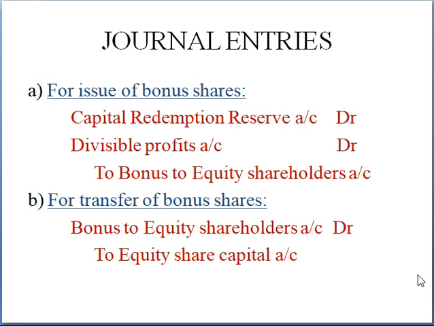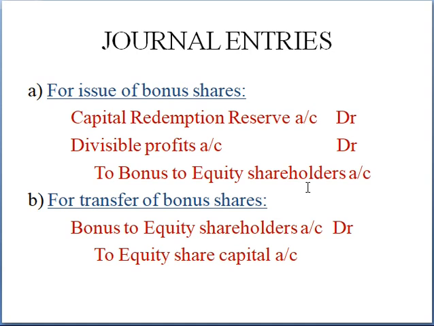The first one is for the issue of bonus shares. So bonus shares are issued out of two ways. One is the CRR and the second is the divisible profits. That's what the entry is. CRR account debit, divisible profits account debit, to bonus to equity shareholders.